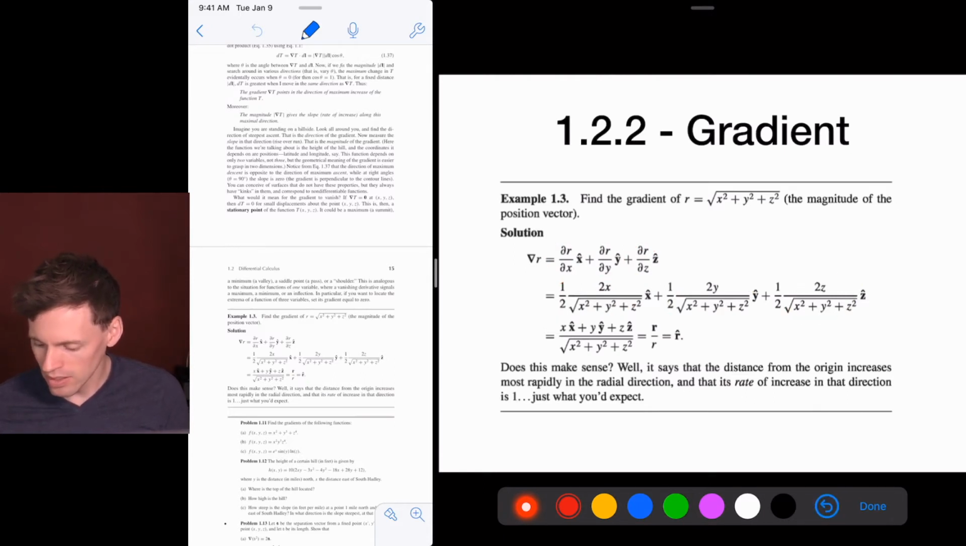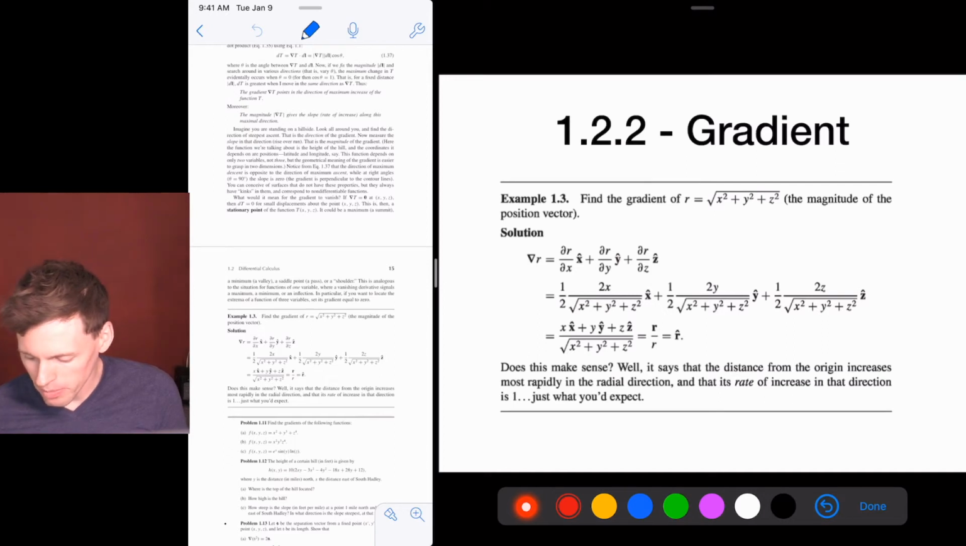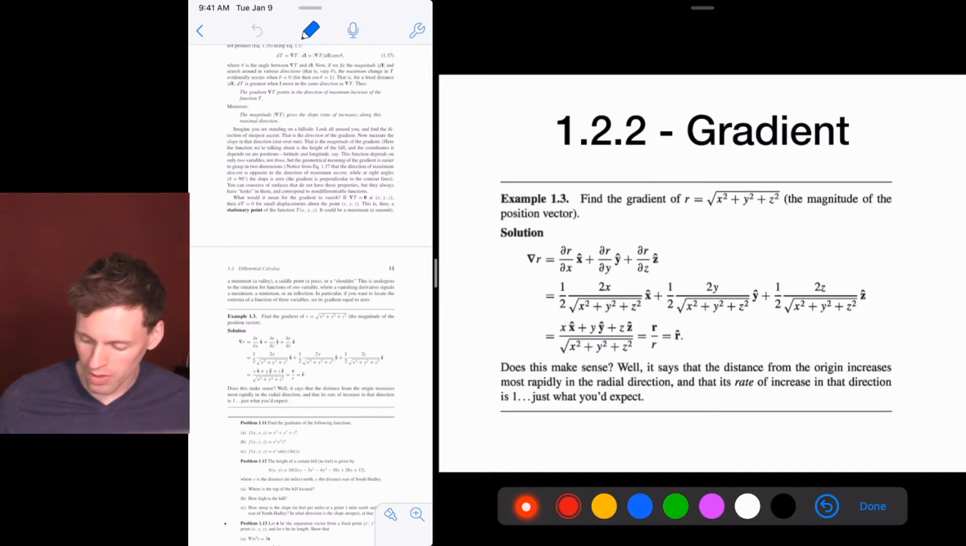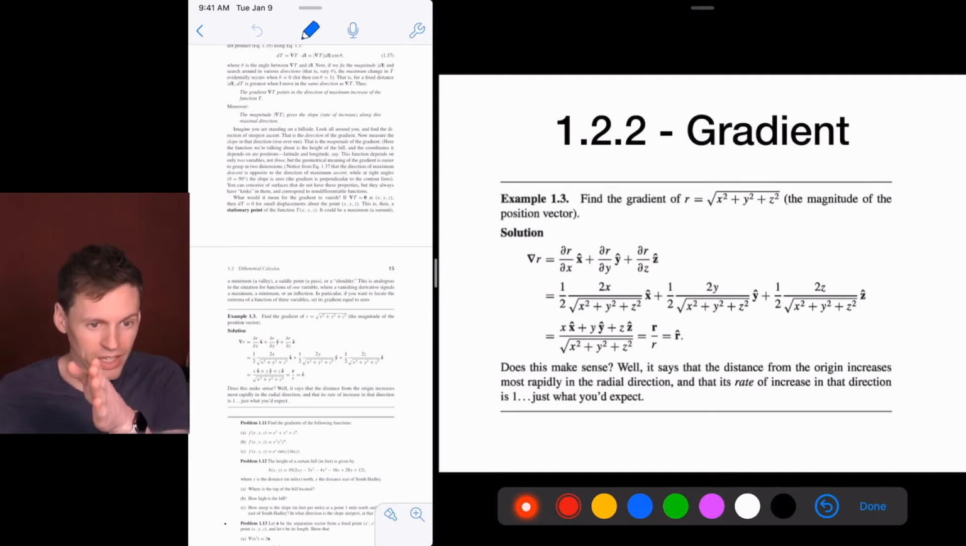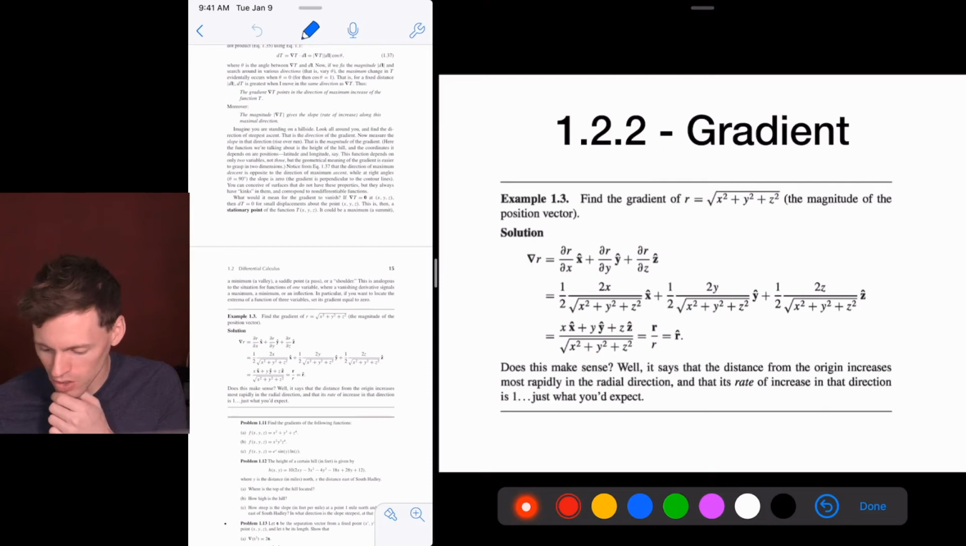So this means you have this value pointing in the x hat direction, this value pointing in the y hat direction, and this value pointing in the z hat direction. You group all your terms together, add these things together, and you get x plus y plus z over the square root. And this is just r hat. It's pointing in the radial direction at every point x, y, and z, and it has a length of 1. So the question is, does this make sense?